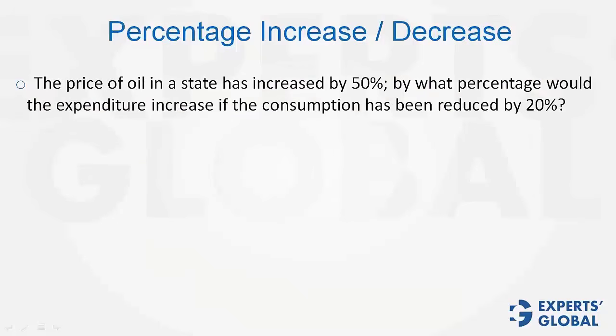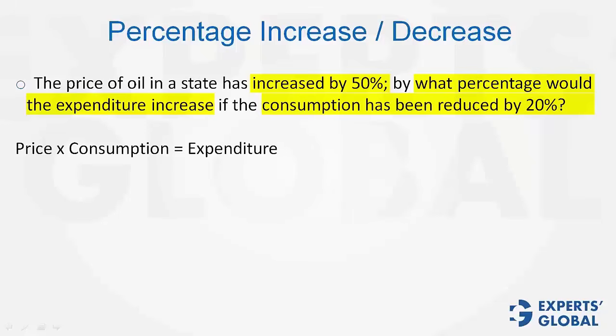Try solving this yourself. The price has increased by 50%. By what percentage should the expenditure increase if the consumption has been reduced by 20%? So the same relationship applies. Price times consumption equals expenditure. Earlier, 1 times 100 equals 100. Same thing. Later, the price has increased by 50%.